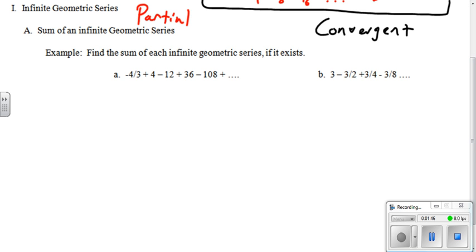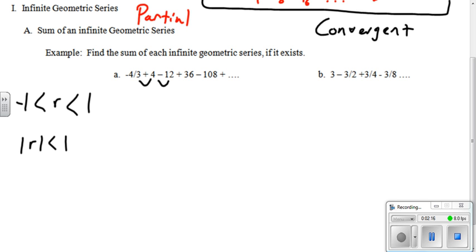The first stipulation that we need to know is that our R value, the change from one to the other, must be in between -1 and 1. Now it can't be exactly -1 or 1, but it just has to be in between them. So basically it has to be a fraction. Another way to write this would say the absolute value of R has to be less than 1. It's another way to look at it.